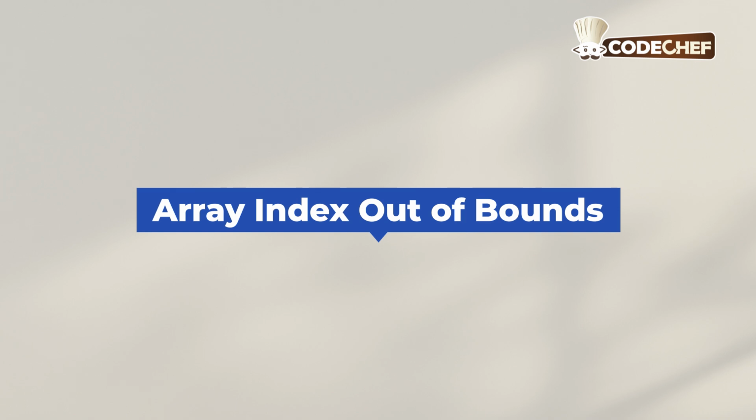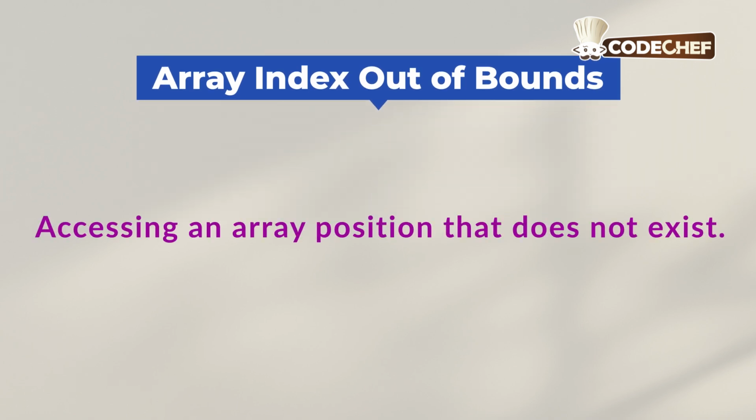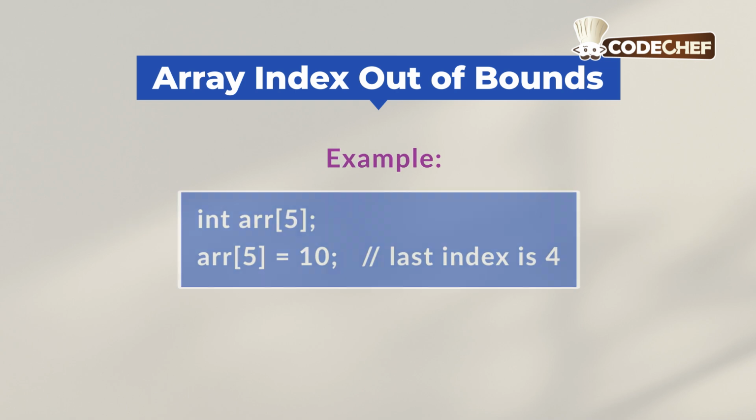Array index out of bound. It means accessing an array position that does not exist. For example, int arr[5];. Here we are declaring an array of type integer with a total of 5 elements, so this array can store 5 elements. The index numbers for these 5 elements will be 0, 1, 2, 3, 4.